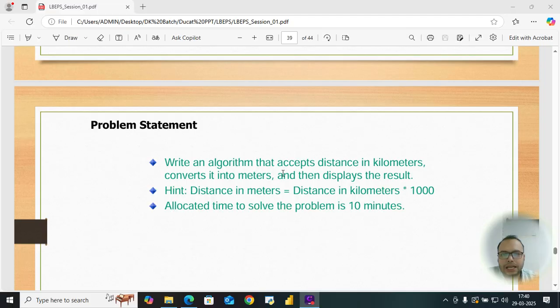Second question: write the algorithm to accept distance in kilometers, convert it into meters, and then display the result. As you can see, 1 kilometer equals 1000 meters. So you can say, hint: distance in meters equals distance in kilometers multiplied by 1000. Suppose 2, so 2 into 1000 is 2000. Suppose 5, so 5 into 1000 is 5000. So any specific distance you have to convert into meters. Allocate your time to solve the problem.